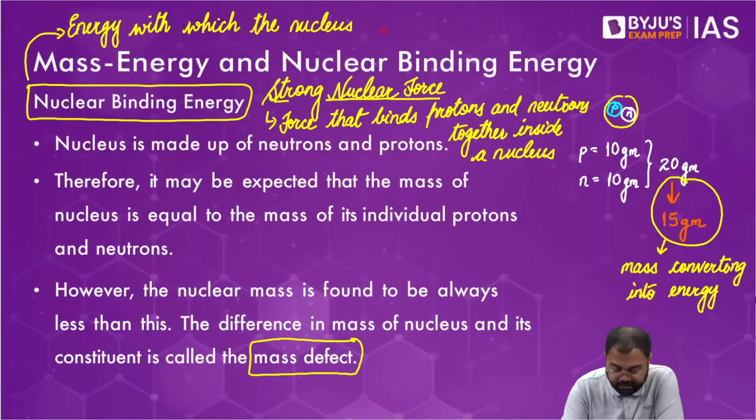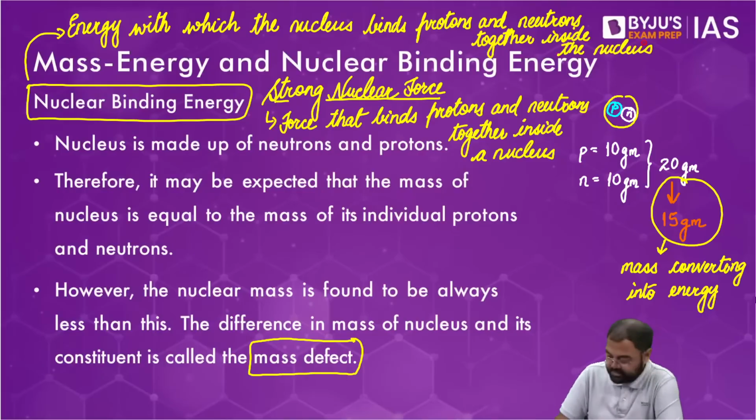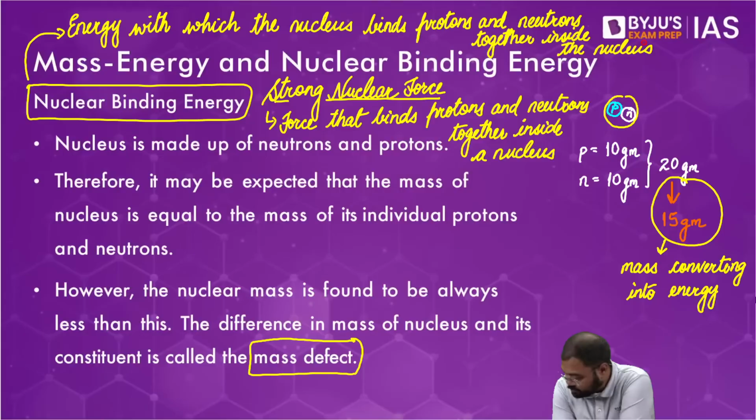The nucleus binds protons and neutrons together inside the nucleus, and that is the nucleus binding energy. Recap: atomic number and mass number.